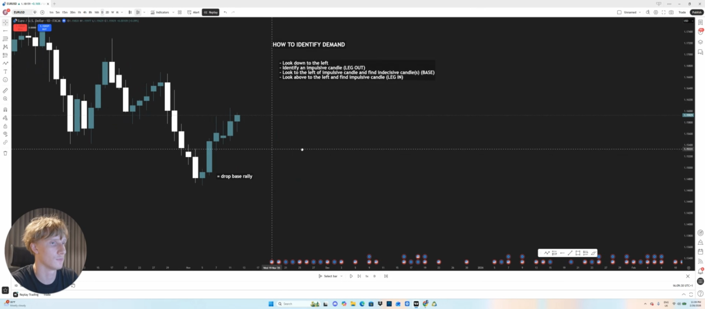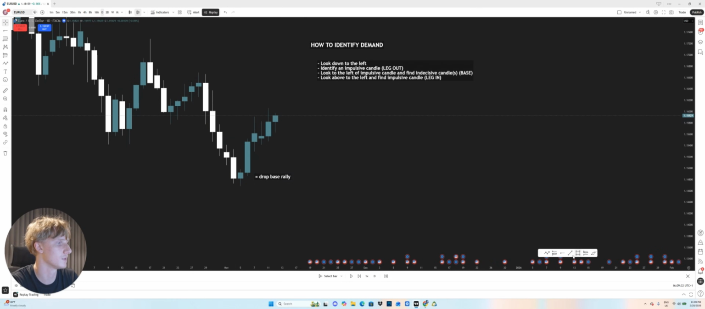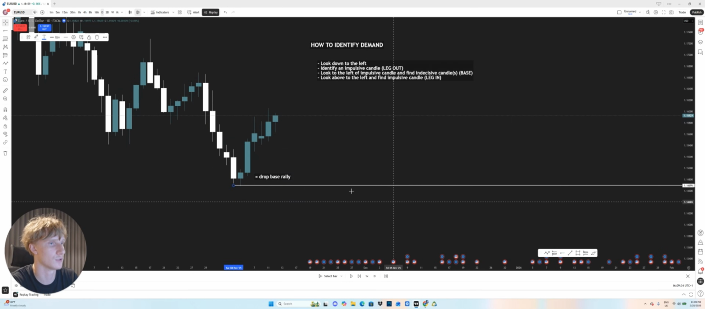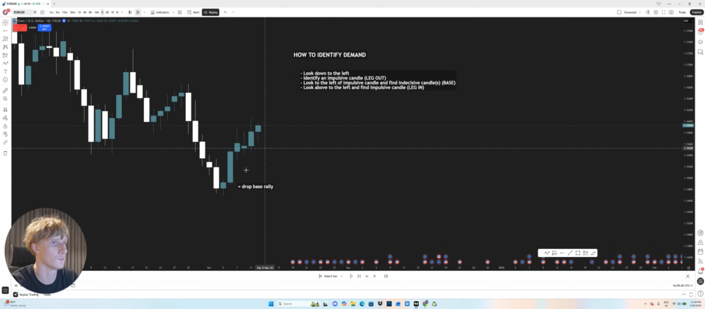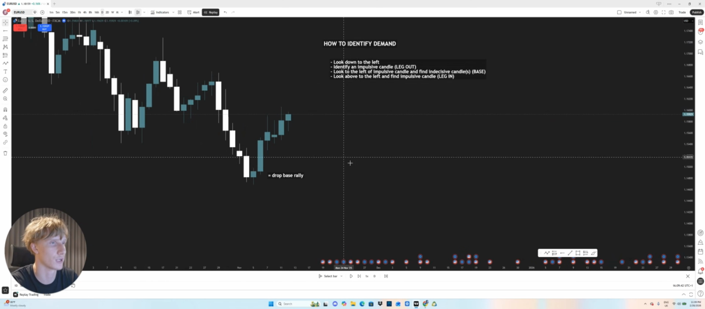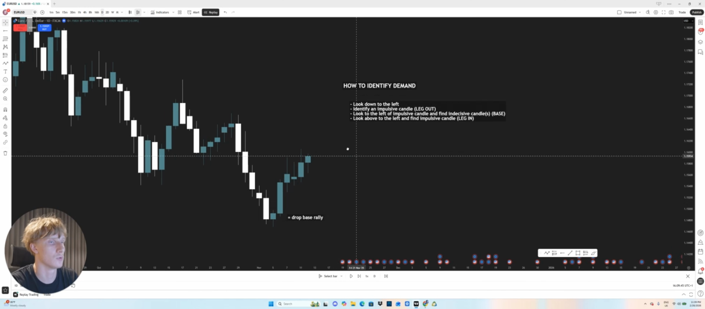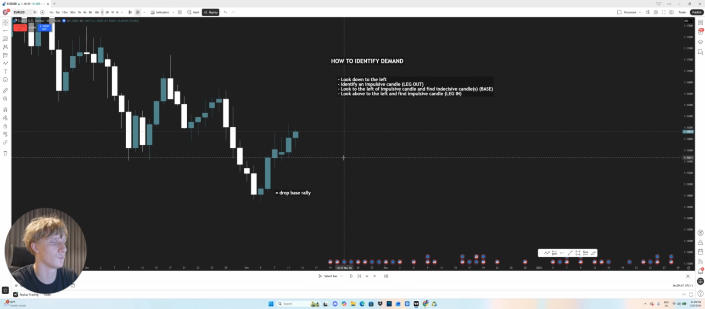So we see this leg out. And the only way that this can be caused is if a banking institution enters buy orders right here. So that's just kind of the, I guess, theology or the thought process behind what we are actually trading. So yeah, cool. Let's go over to another demand formation.